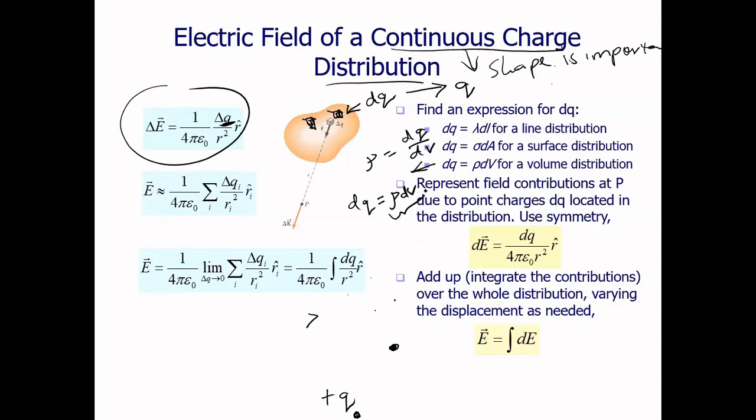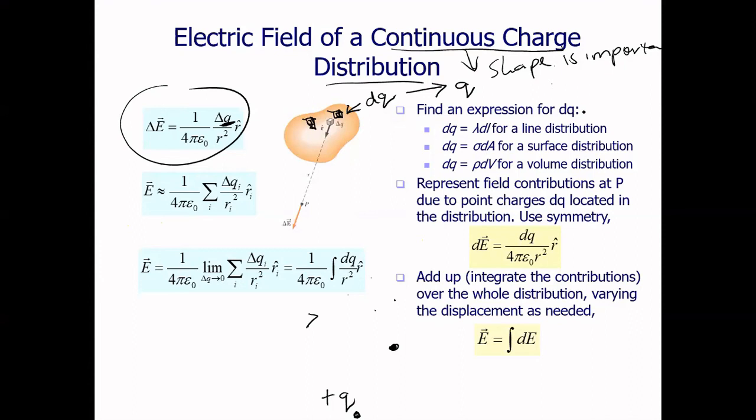Okay, so in short, I know that this is quite difficult to explain. It's easier if you see an example, but I just want to outline the procedure. These are the three steps that we are going to use in the example in the next class. The first thing is that you find the expression for dq.